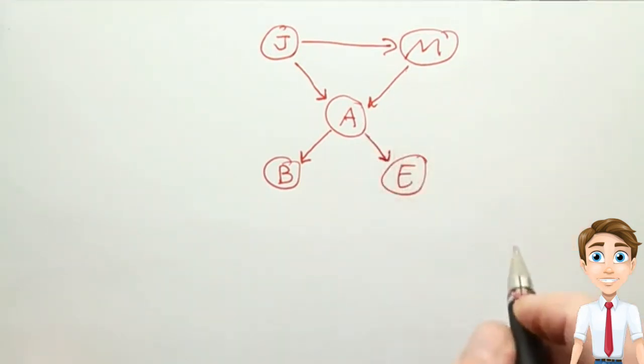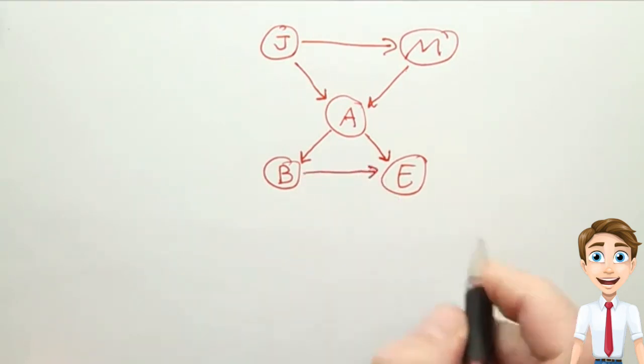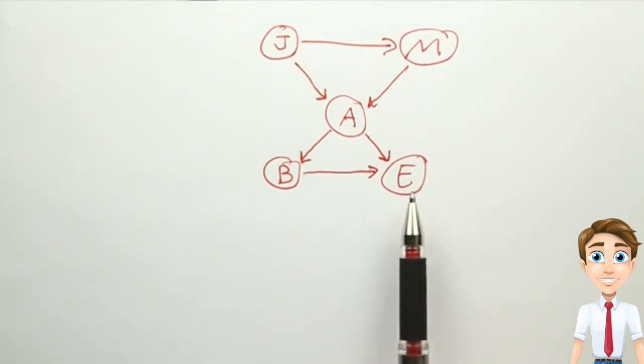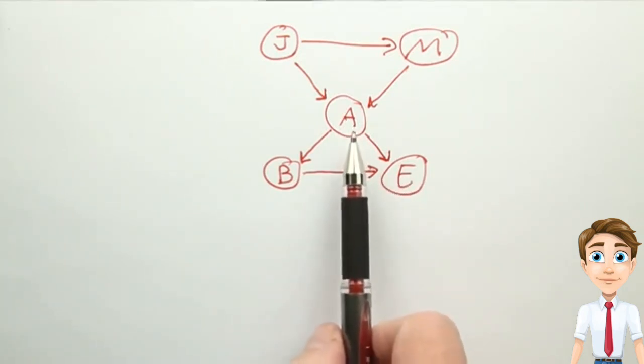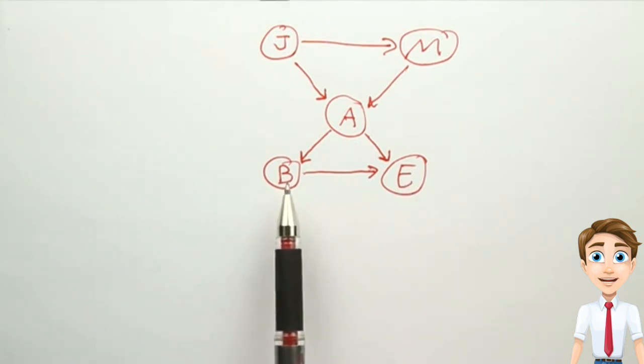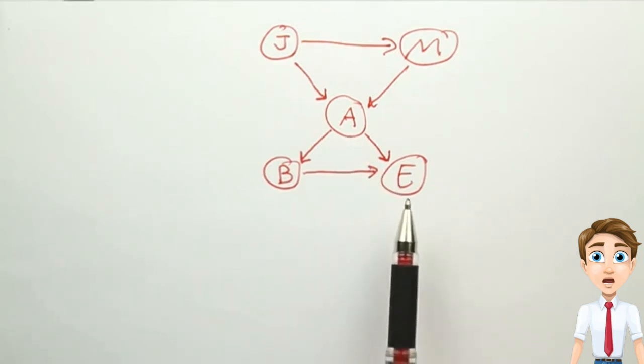That much is fairly obvious, but it's also dependent on B. Now why is that? E is dependent on A because if the earthquake did occur, then it's more likely that the alarm would go off. On the other hand, E is also dependent on B because if a burglary occurred, then that would explain why the alarm is going off, and it would mean that the earthquake is less likely.